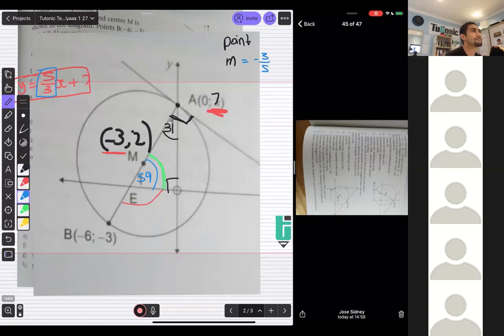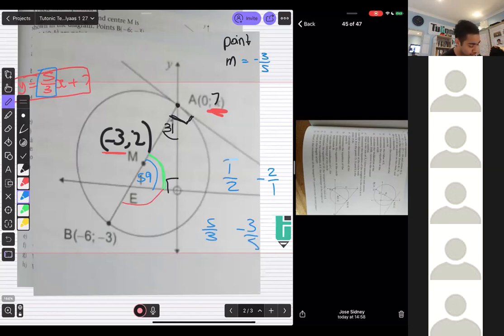Why is it negative? Why is the gradient negative? Whenever you want to find perpendicular gradients, if this is 1/2, then the perpendicular is going to be -2/1. Or if this is 5/3, then it's -3/5.